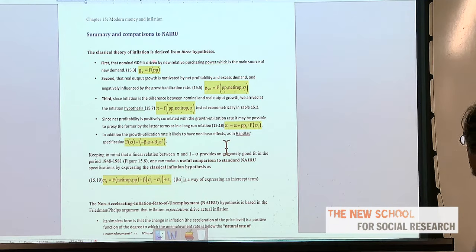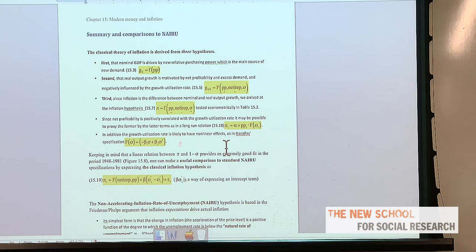First point, nominal GDP is driven by new relative purchasing power, which is the main source of new demand, and that's relationship 15.3, where G sub Y is a function of PP, which is relative new purchasing power. Second relationship is that real output growth is dependent on purchasing power, profitability, and the tightness of the growth potential of the economy. Again, all of these are derived pretty much from classical arguments about the limits to growth and the incentive to grow, which is profitability, and so on. And combining these two gives you an equation for inflation, since the difference between the first and the second is the inflation rate.